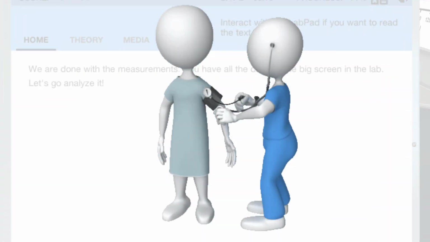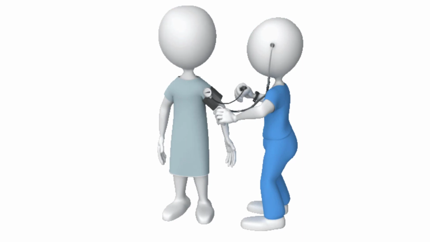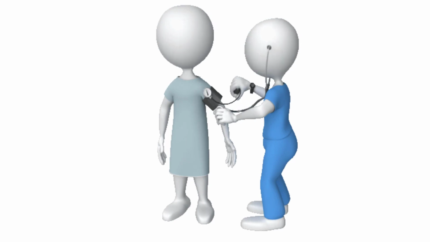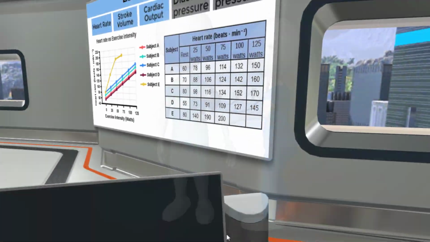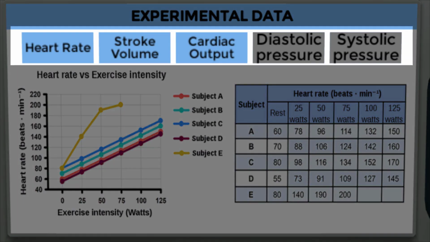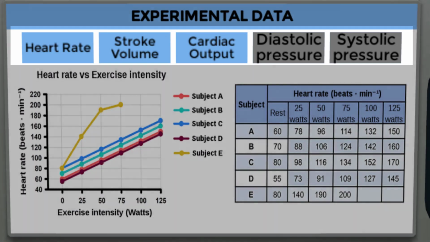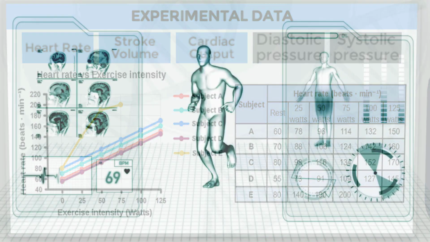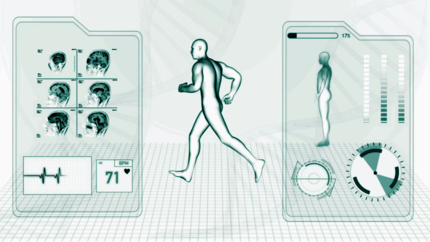We are done with the measurements. You have all the data on the big screen in the lab. Let's go analyze it. Have a good look at all the data. Take into account that you can switch between the different variables using the tabs on the top of the screen. We need to check whether your previous predictions are correct or not.